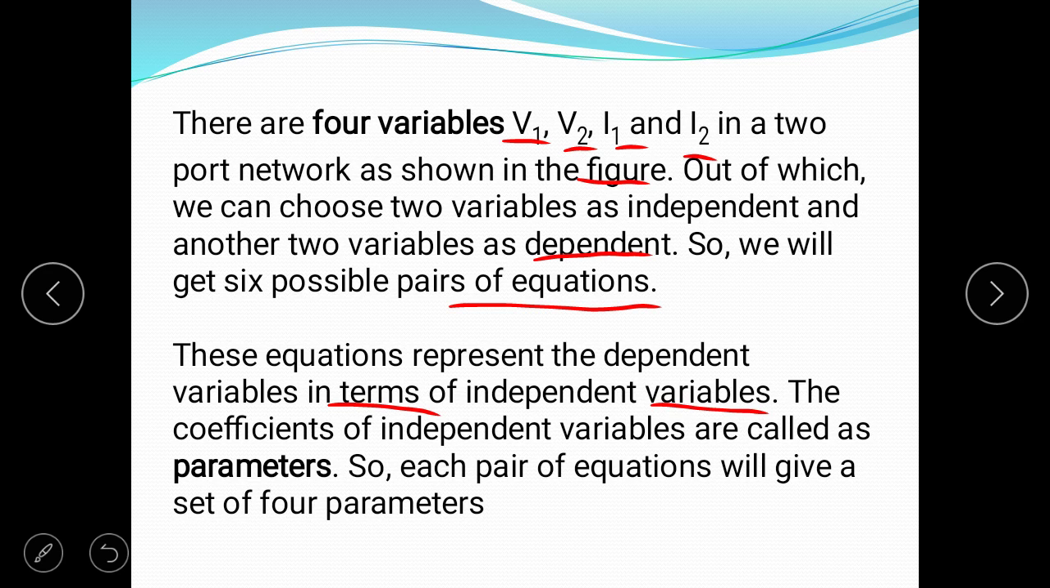The coefficients of independent variables are called parameters. Means coefficients of independent variables are known as parameters of two-port network. So each pair of equations will give a set of 4 parameters. Means each port provides 4 parameters.